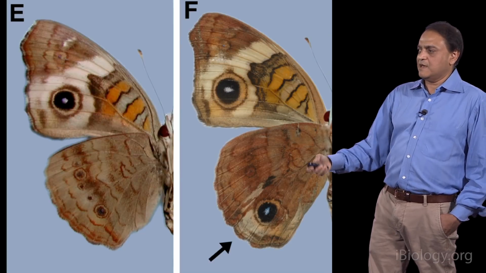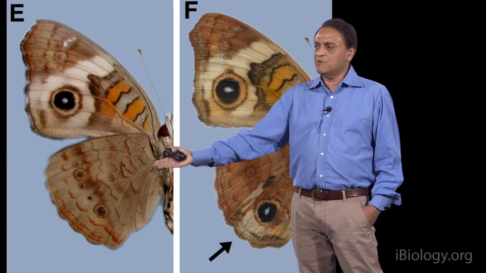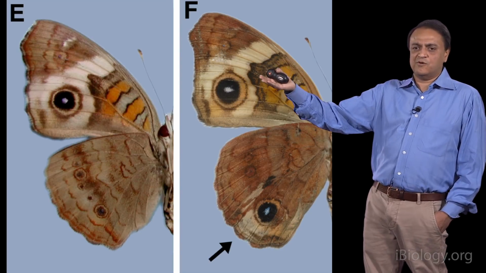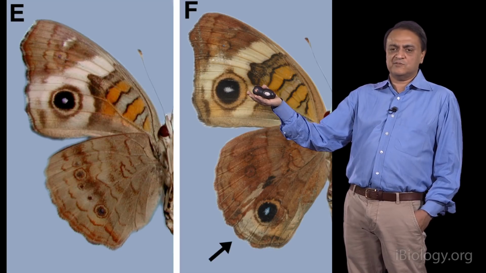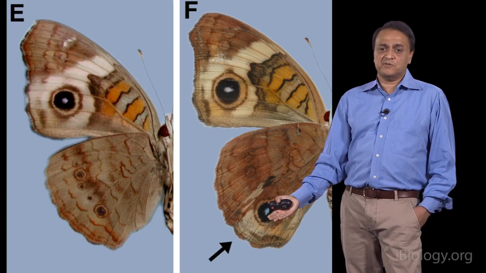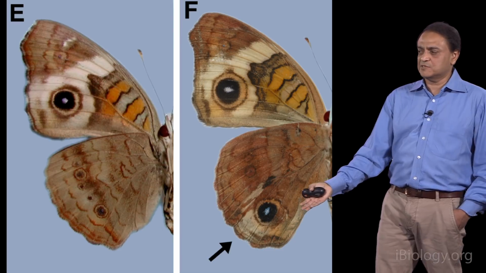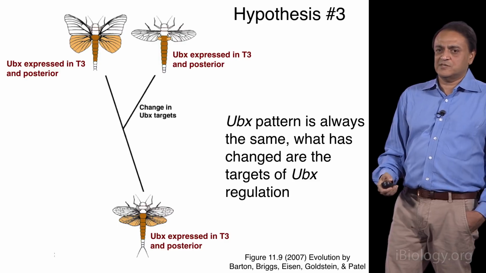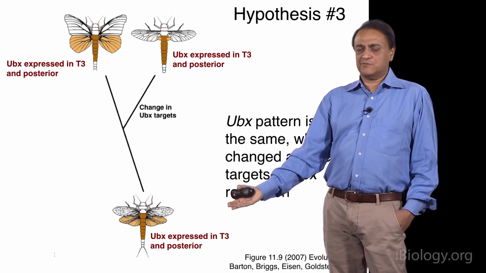And in fact, you can get homeotic mutants in butterflies as well. This is an example here, a normal butterfly. And in this butterfly, this region of the hind wing has been transformed into forewing. You can see this little patch where the pattern and, in fact, the scale morphology is the same as the forewing. This is an area of the wing in which UBX is not being expressed properly. It should be expressed uniformly in this hind wing, and this is a little area where UBX is not being expressed, and you see this homeotic transformation. So what it means is that hypothesis 3 is the right conclusion, that UBX has always been expressed from T3 on back.